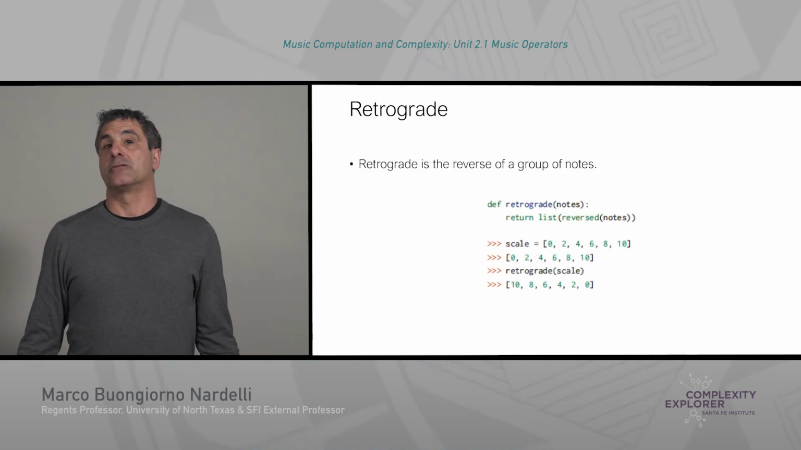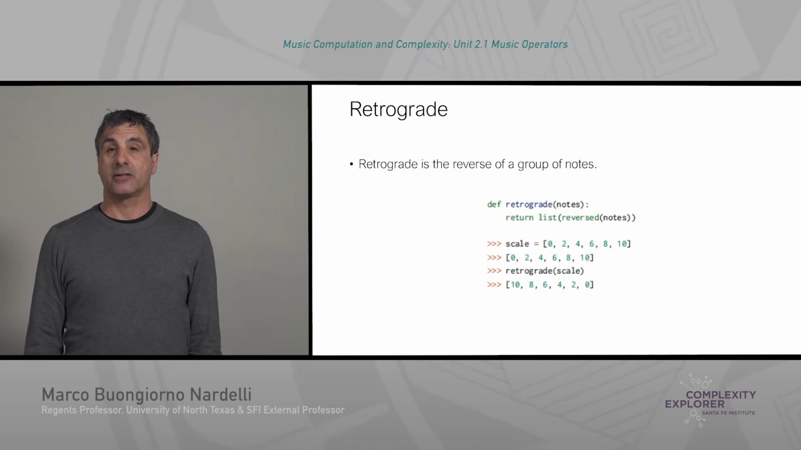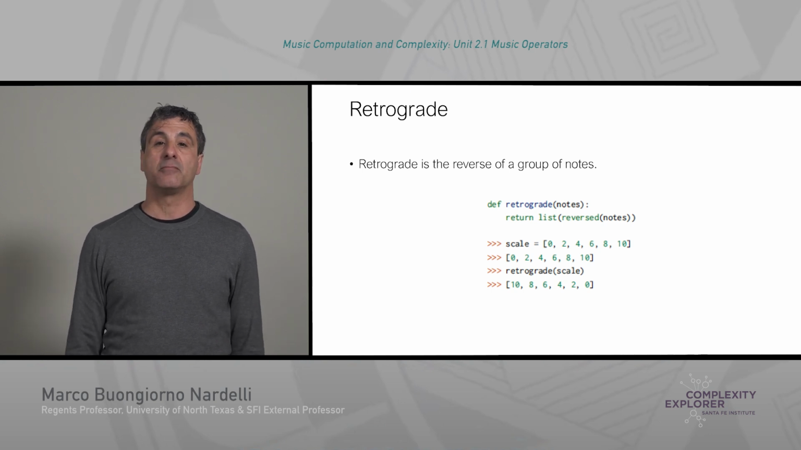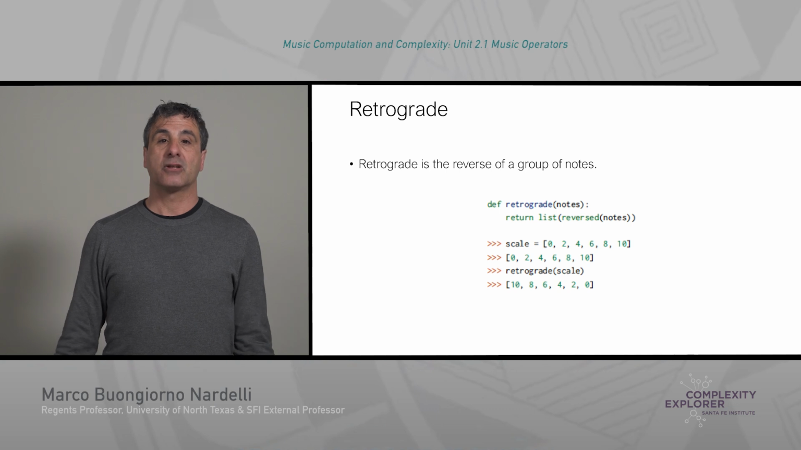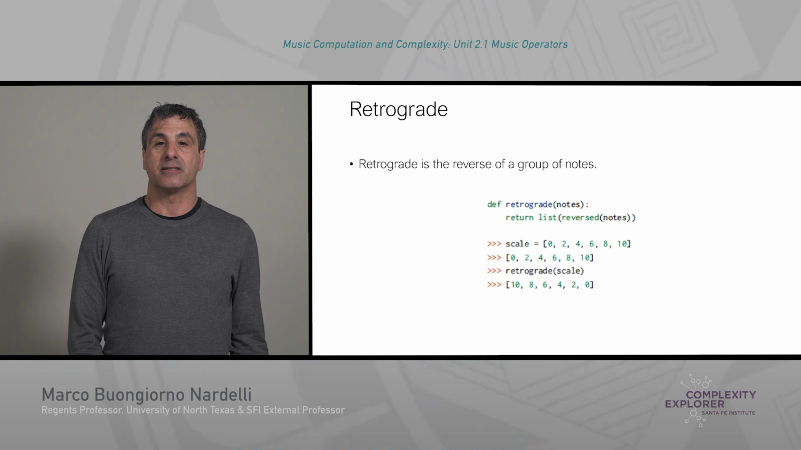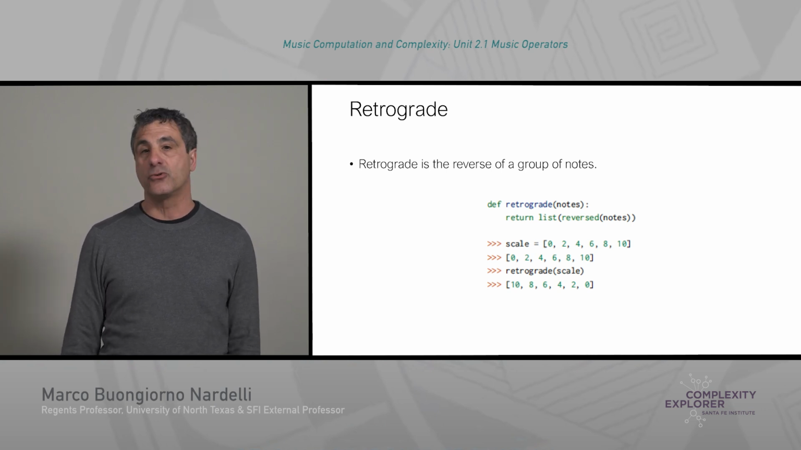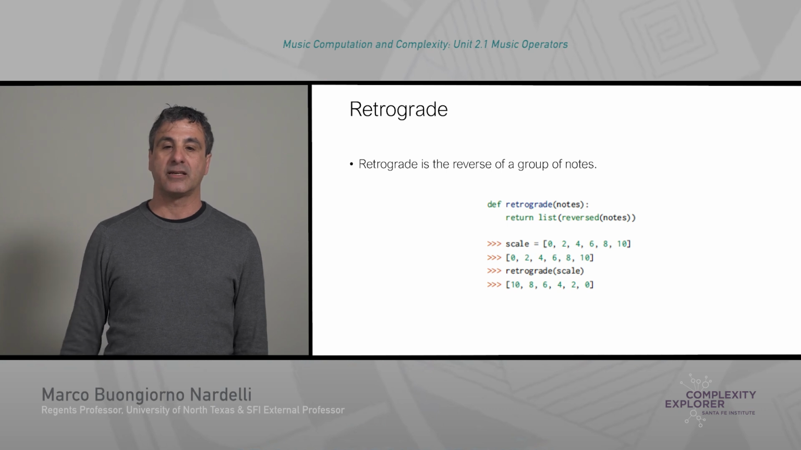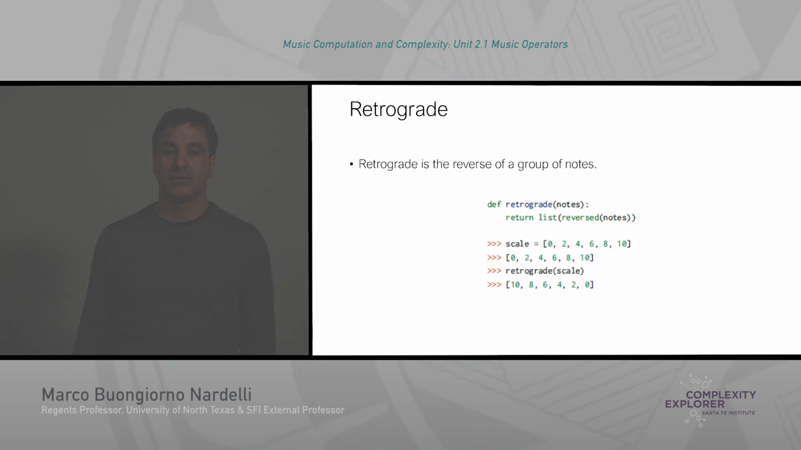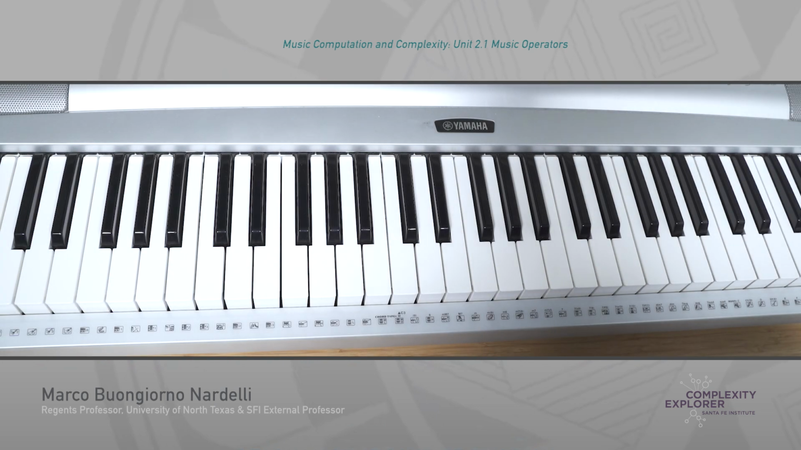Transposition is an operation that we do on a set of pitches. There are other operations that we can do and we can define mathematically and computationally. The next one is what we call the retrograde. That is basically taking a sequence of notes and inverting their sequence. So we reverse the order of a group of notes. And here there is an example of code that does that, and the final example, given a scale, shows how the retrograde of that scale would work. I can demonstrate this on the piano.